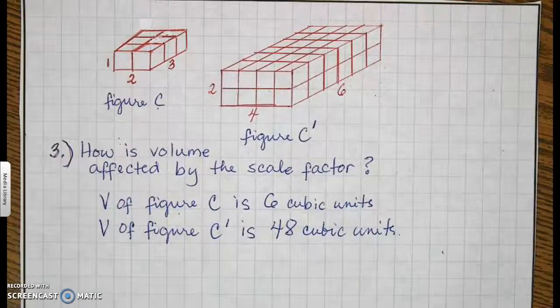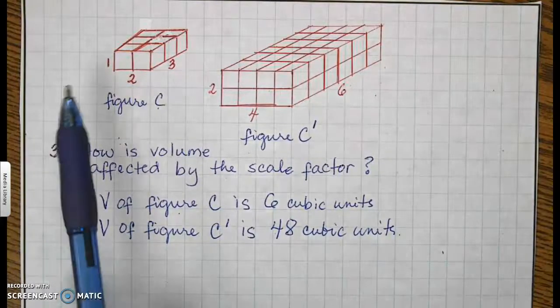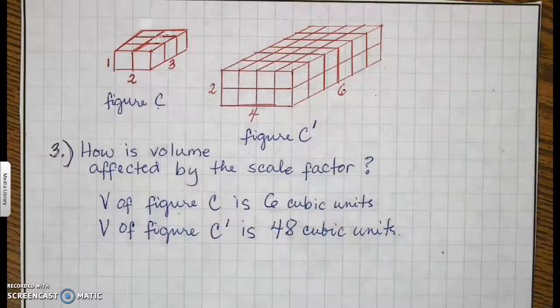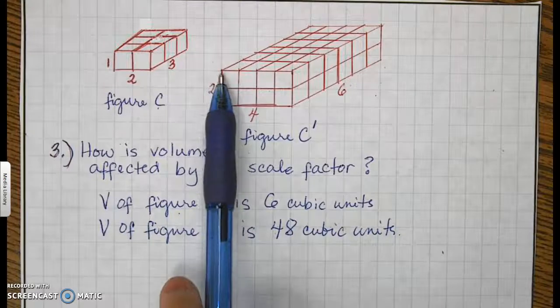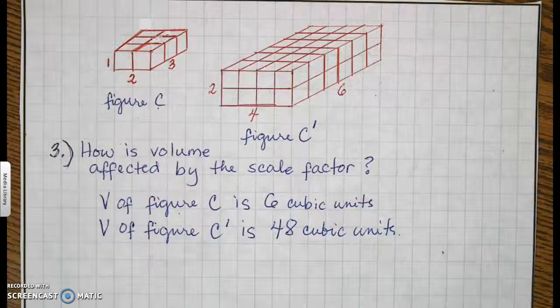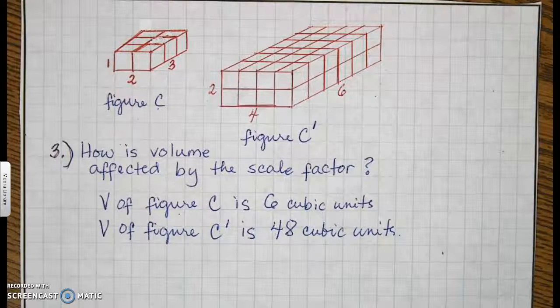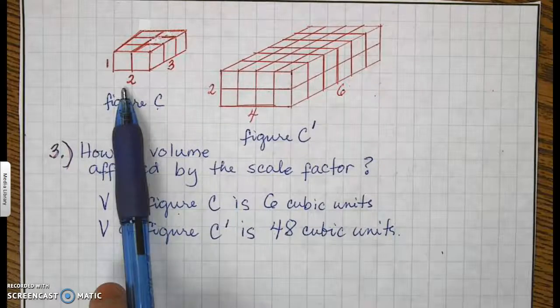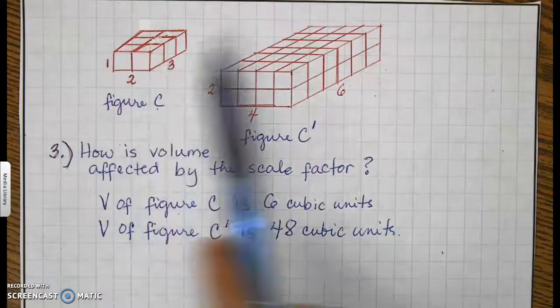Our next question is, how is volume affected by the scale factor? So let's look at this figure C. This side is 1, this is 2, and that's 3. This side is now 2, this is 4, and this is 6. So you can tell that the scale factor that you used is 2. What you did was you multiplied 1 by 2, it became a 2. 2 by 2, it became a 4. 3 by 2, and it became a 6.